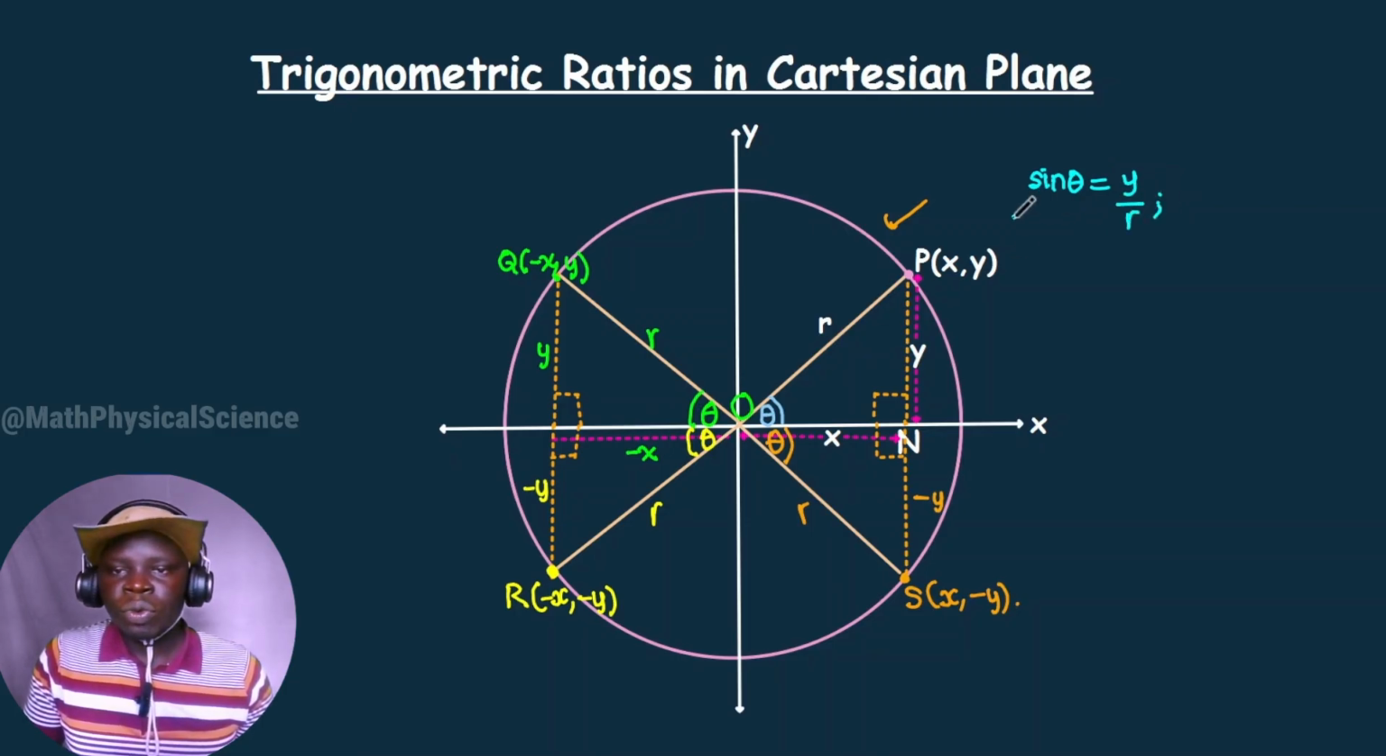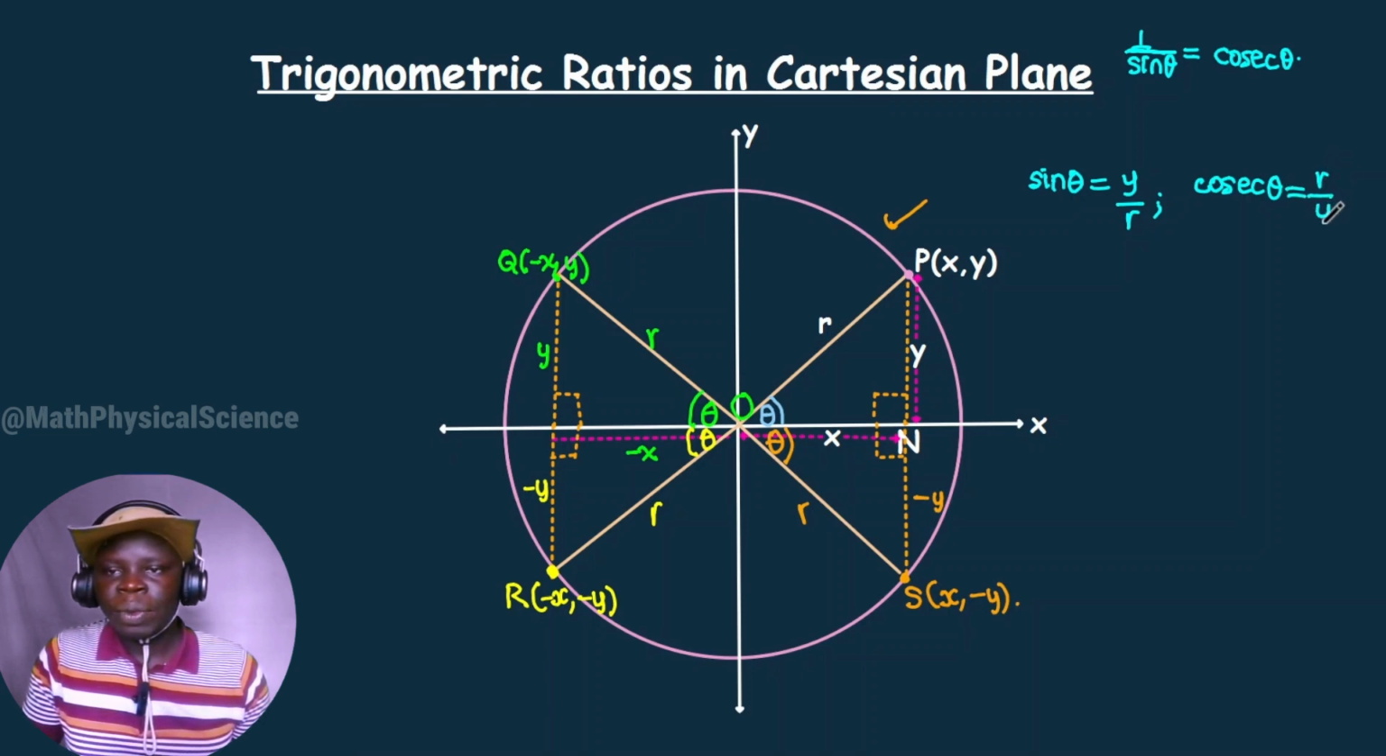Also, we know that 1 over sine theta is the same as cosec theta. Now, if that is the case, we also need to get an expression for cosec theta here. 1 over means an inverse of this sine theta. So the inverse is like interchanging the numerator and denominator. Therefore, cosec is the same as r over y.